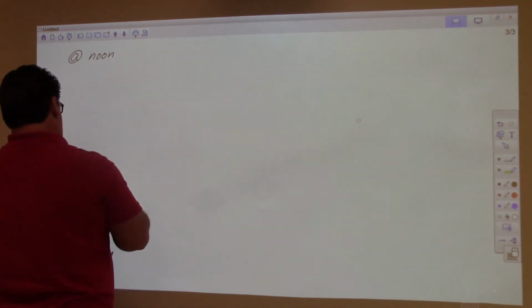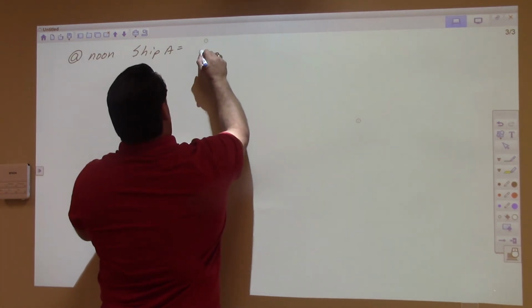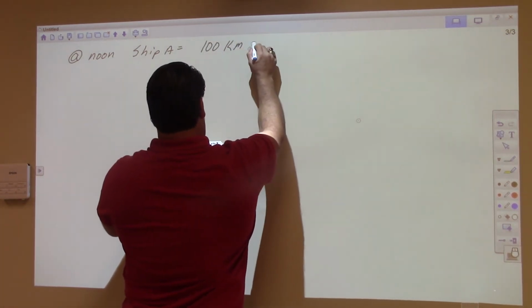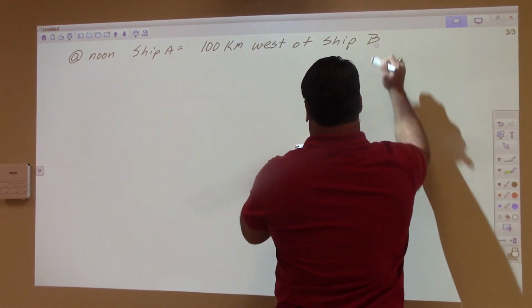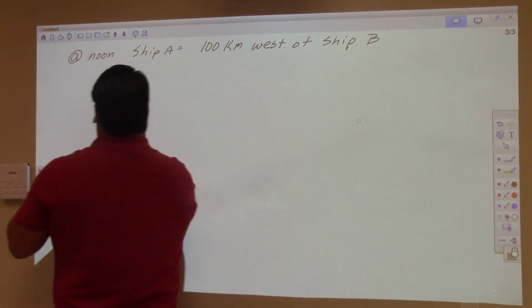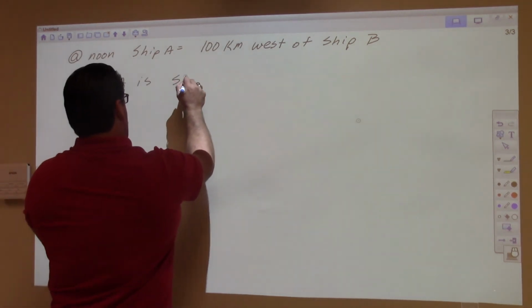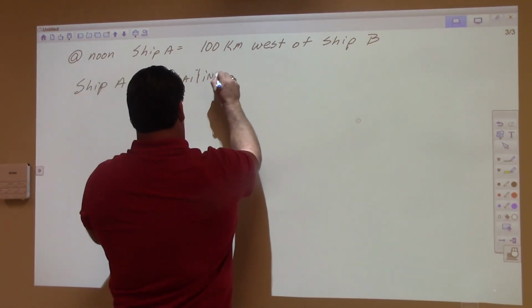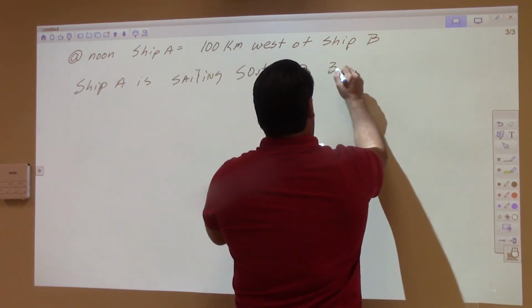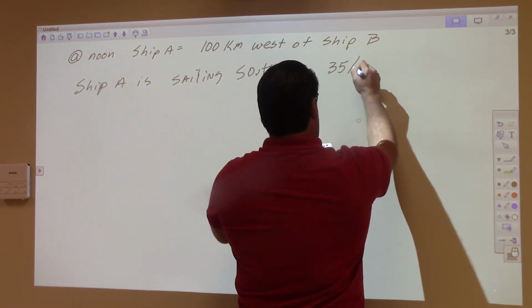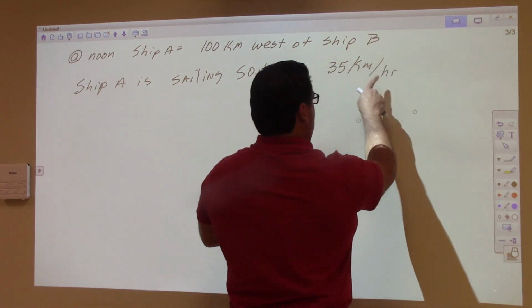At noon, ship A is 100 kilometers west of ship B. Ship A is sailing south at 35 kilometers per what? Hour.